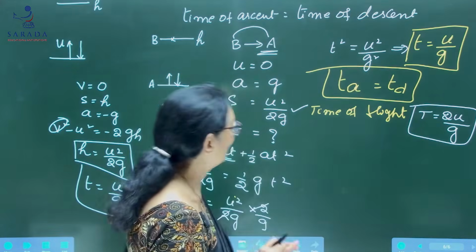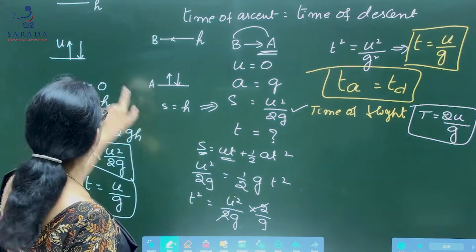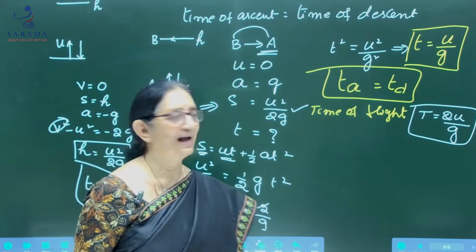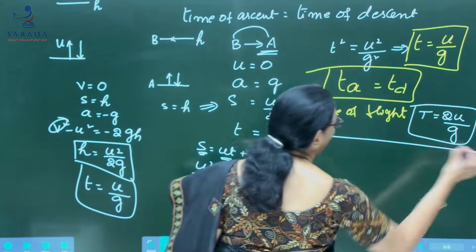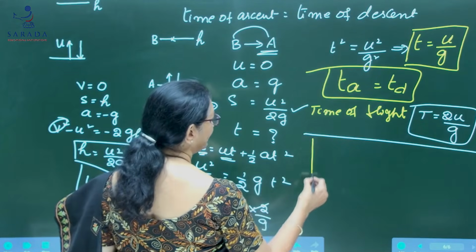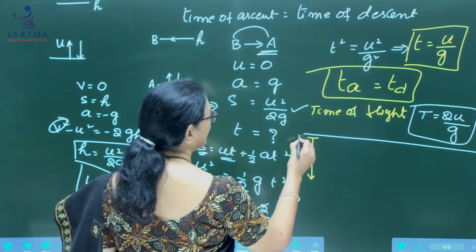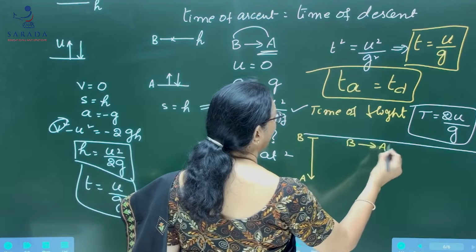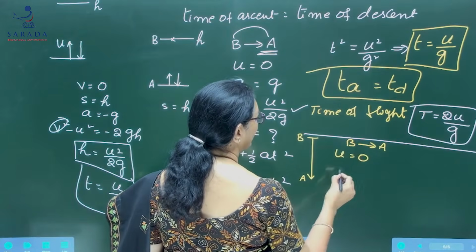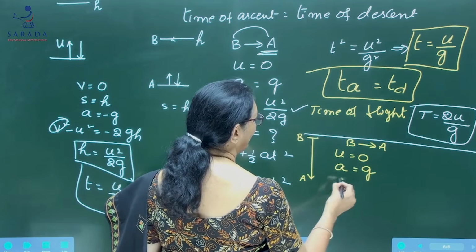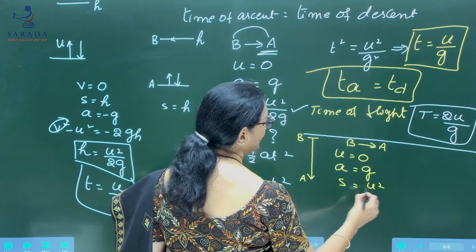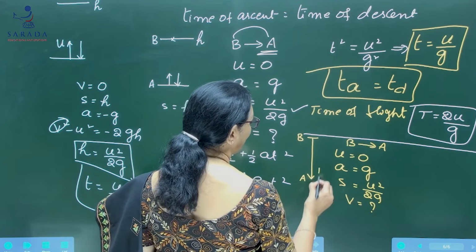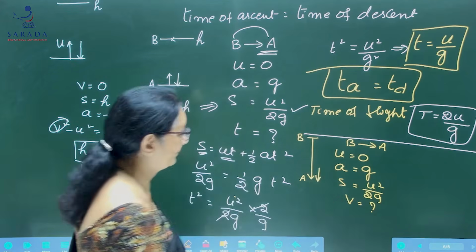Okay? Now, the next thing we want to prove is that it returns to the ground with the same speed as that of projection. So, let us consider its journey downwards, that is from B to A. If you consider the journey from B to A, u is equal to 0, a is equal to g, s is equal to h, that is u square by 2g. What is its final velocity? What is its velocity on reaching the ground?